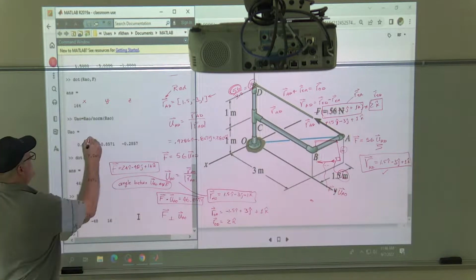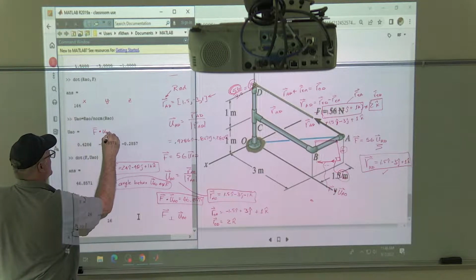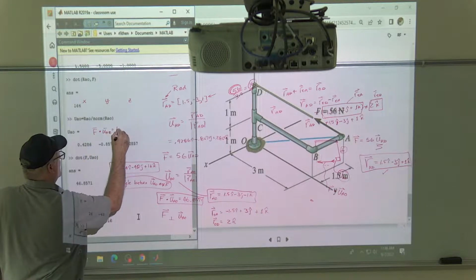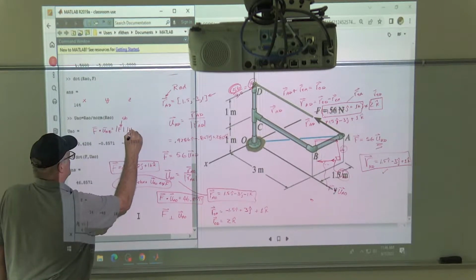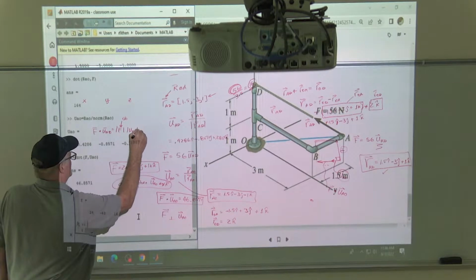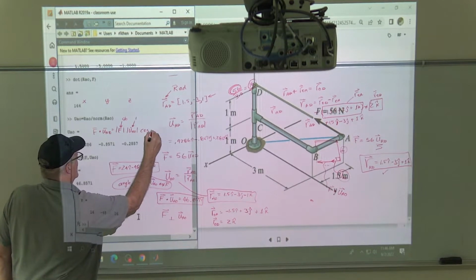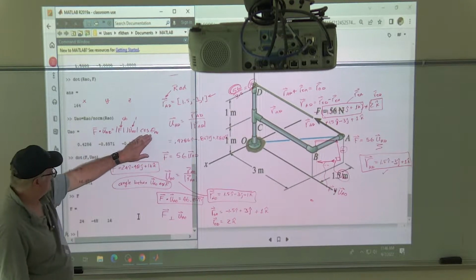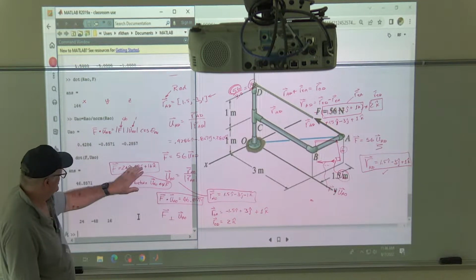But I do know F dotted UAO is equal to the magnitude of F, which is 56, times the magnitude of UAO, which is 1, times the cosine of whatever that is. So theta between the two, F and U. How about that? So I don't know what that angle is. But I do know I dot these two funny looking vectors and I get 46.